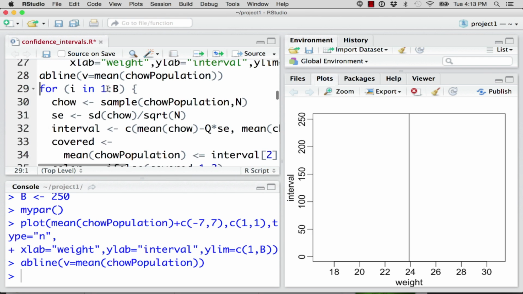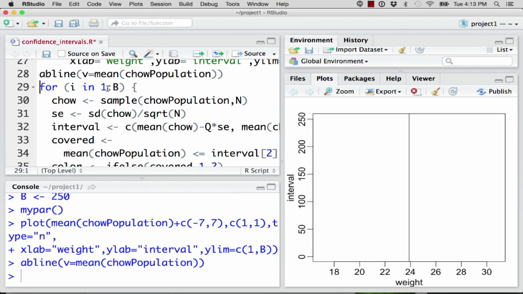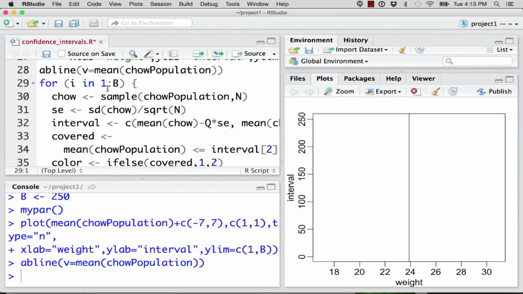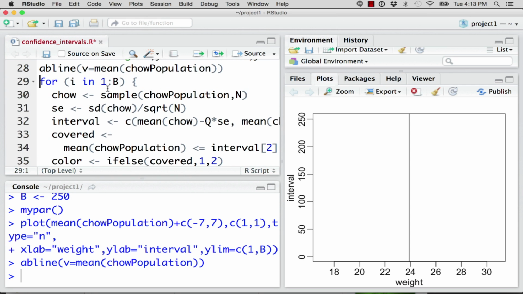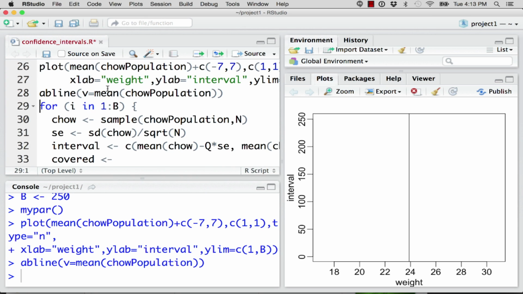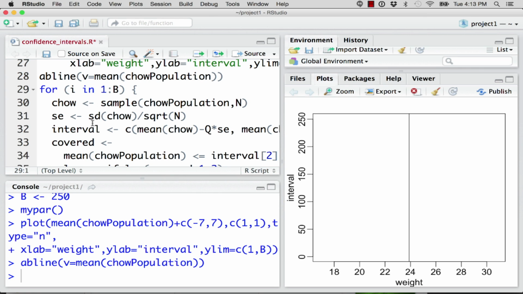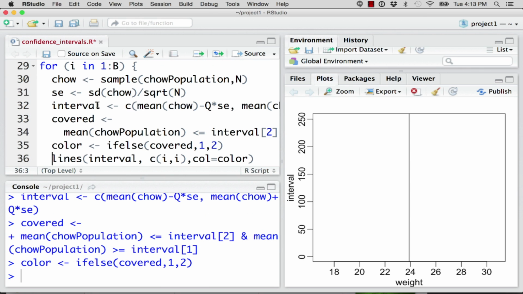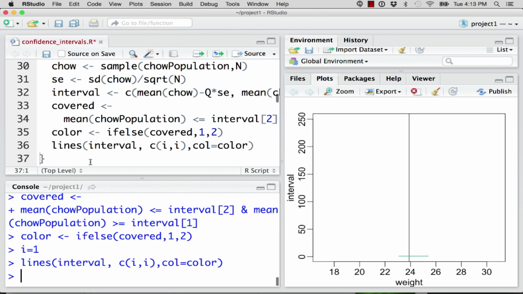And what we're doing now is we're going to repeat exactly what we just did. But now we're going to do it 250 times and draw an interval each time. All right, so let's just do one to see what it looks like. So we go like that. Oh, I have to make I1, and then we can see there it is. It fell on top of the truth.